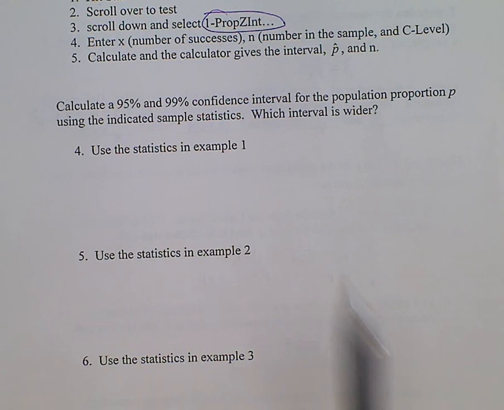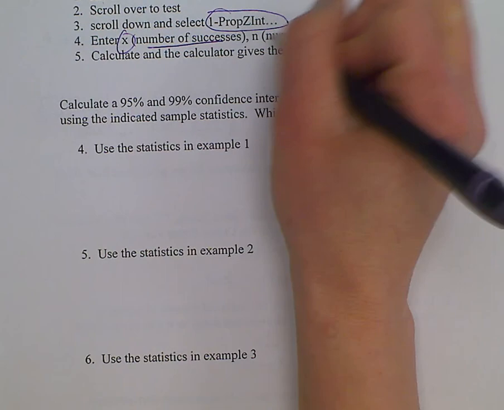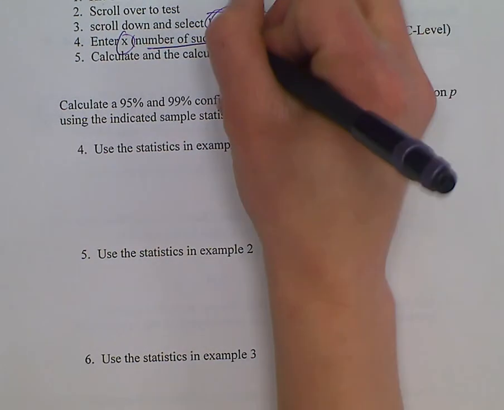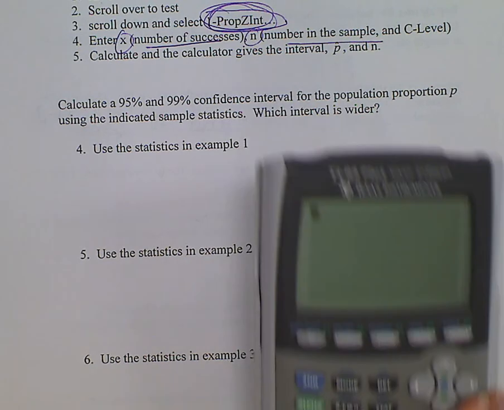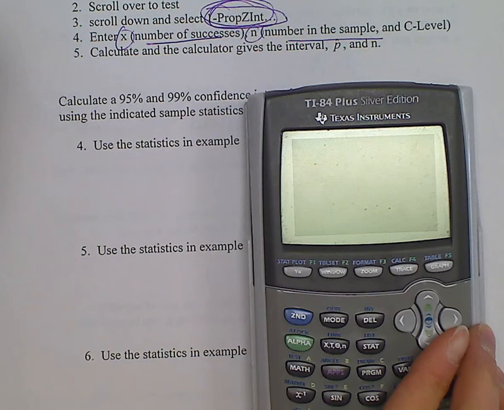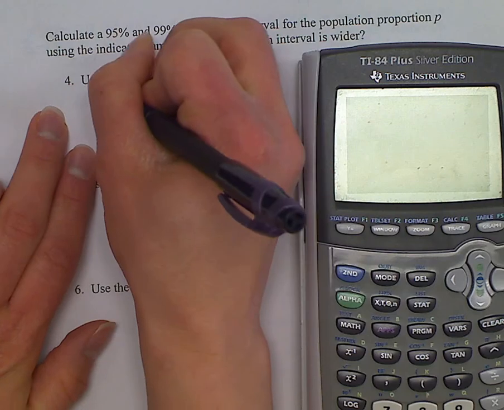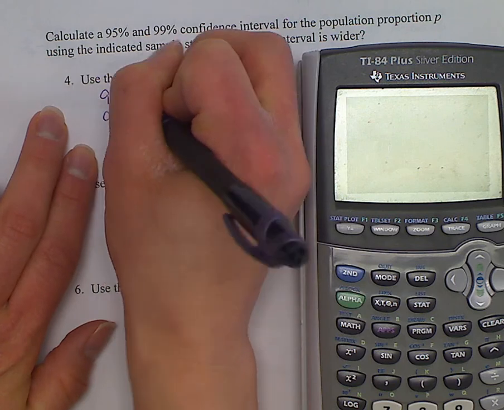If you are only given an X, a number of successes, and a sample size, then we know that we are using one proportion Z interval. Because again, on the test, now you're going to have to distinguish, do I use Z interval, T interval, or this proportion? So we're going to go back and use the statistics from number 1. We're going to calculate a 95% confidence interval and also a 99%. We're going to compare the two.